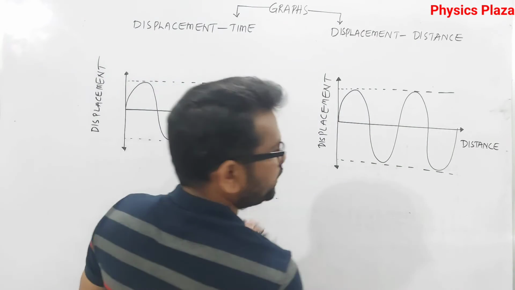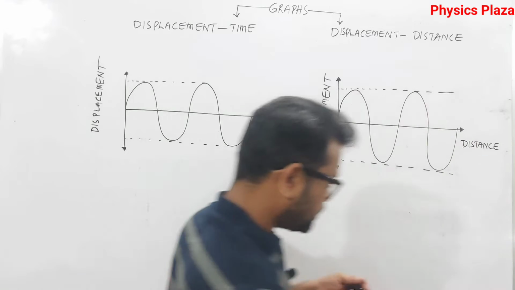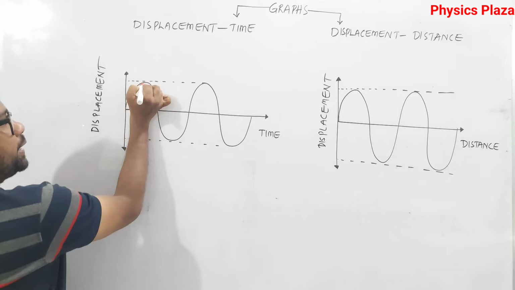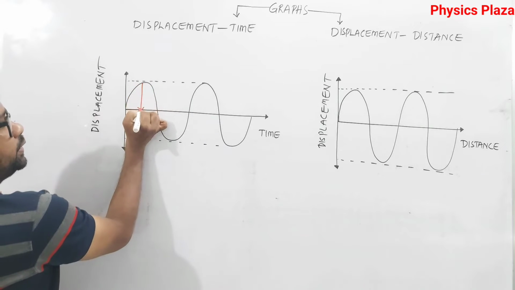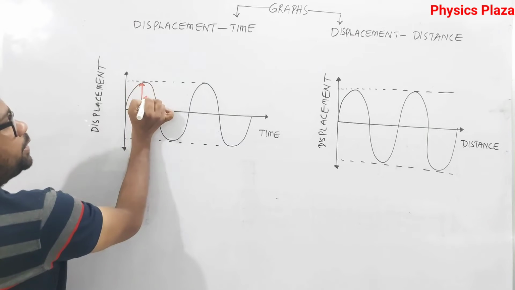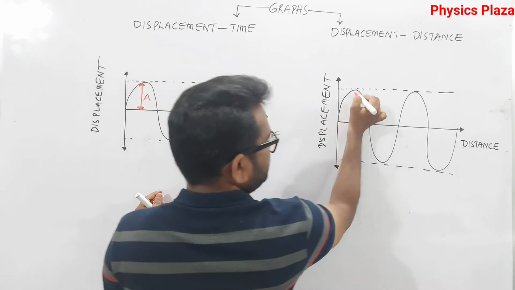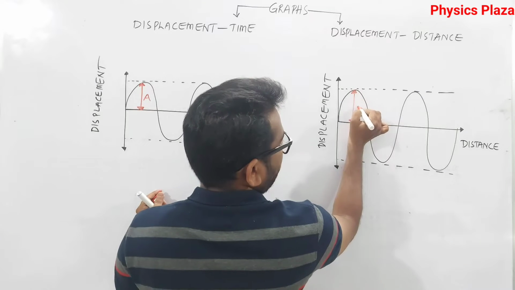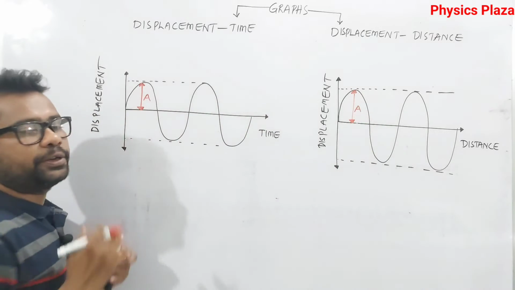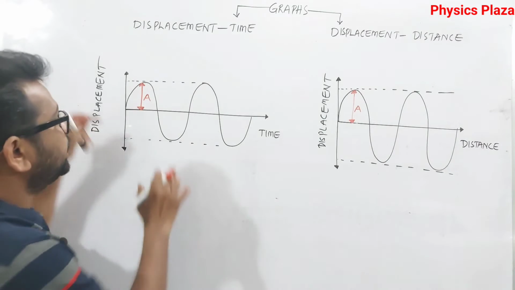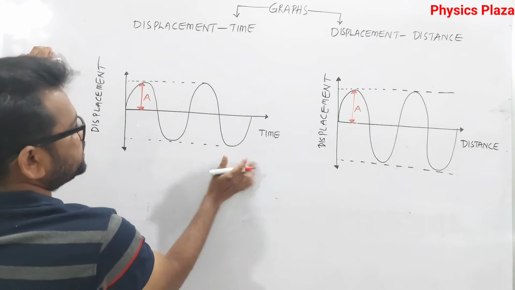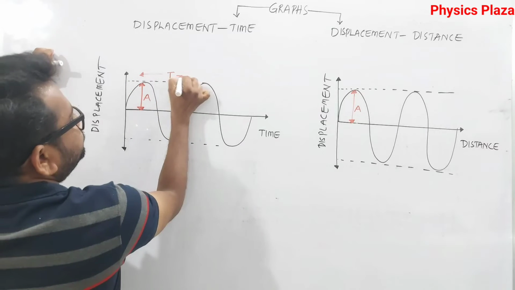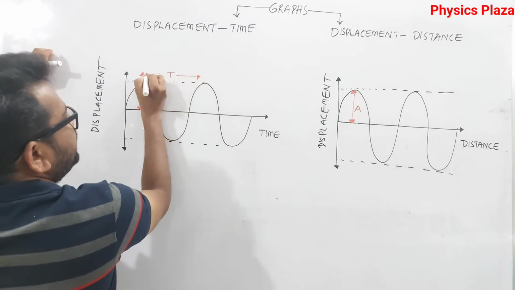So children, in these two waves, one common thing is there. What is the common thing? On the y-axis, displacement is taken. The displacement of the particle from its mean position, this only we can call an amplitude. Either it is a displacement time graph or a displacement distance graph, in both cases this is an amplitude. But the difference is that here in a displacement time graph, time is taken on the x-axis. So this will give you the time period.